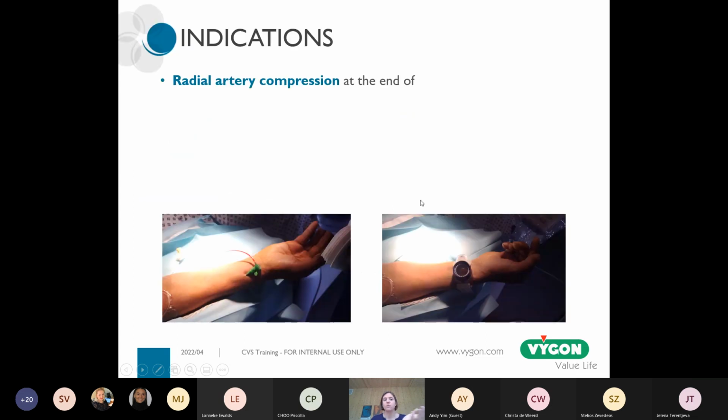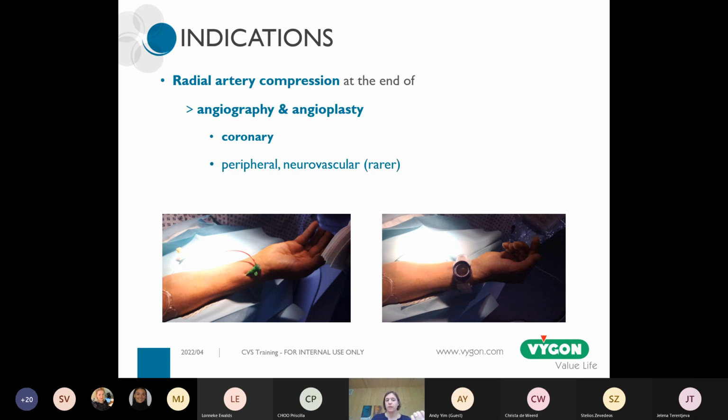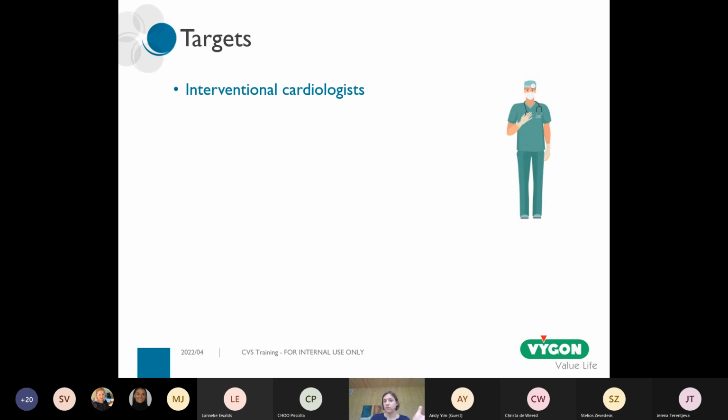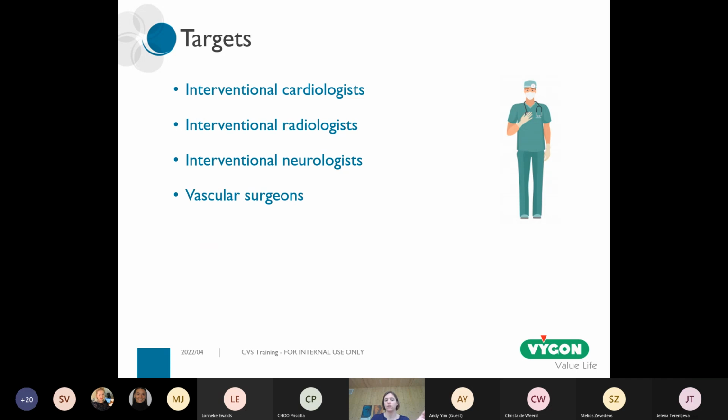So the indication of the SIL1 is the radial artery compression at the end of an angiography and an angioplasty: coronary angioplasty, peripheral, neurovascular, rarer but possible, and embolization performed by radial access. That's why the targets are interventional cardiologists, interventional radiologists, interventional neurologists, and vascular surgeons.